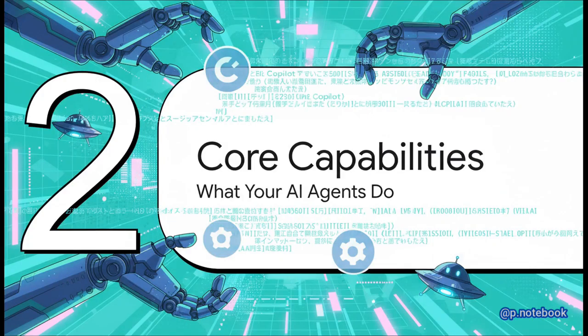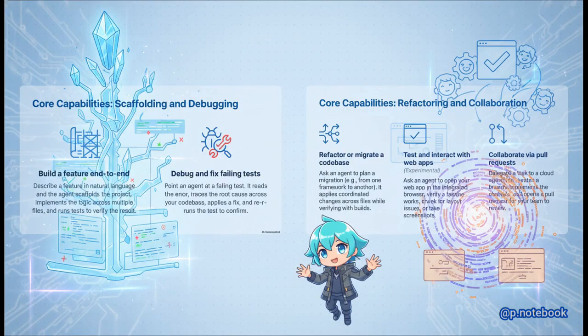Okay, moving on to Section 2, Copilot's core capabilities. Now that we get the what, this whole agent paradigm, let's explore the how. What can this AI fleet actually do for you on a day-to-day basis? This really gives you a sense of its range. We are talking about the entire development lifecycle here. From scaffolding brand new features and squashing bugs, to refactoring old code and even helping you collaborate with your team through pull requests, it's the whole shebang.